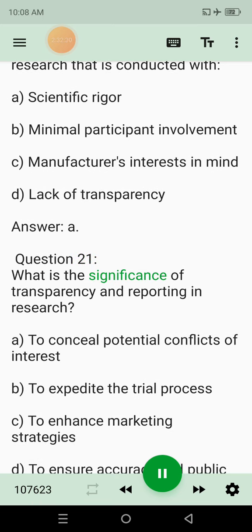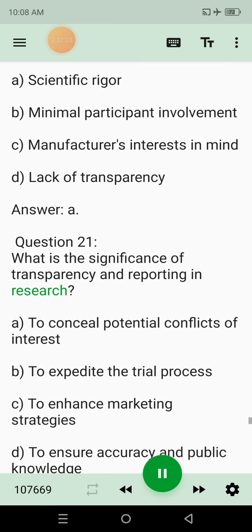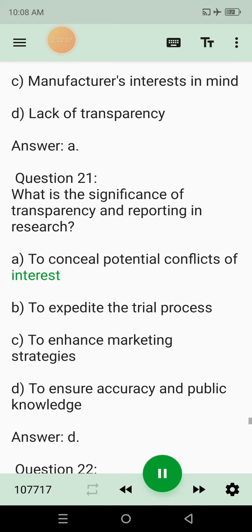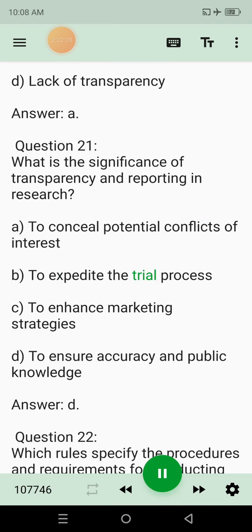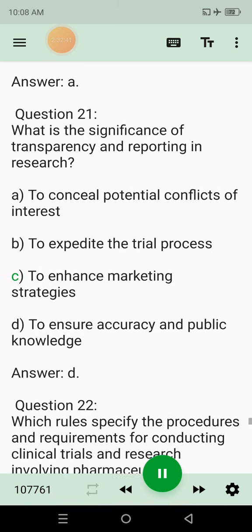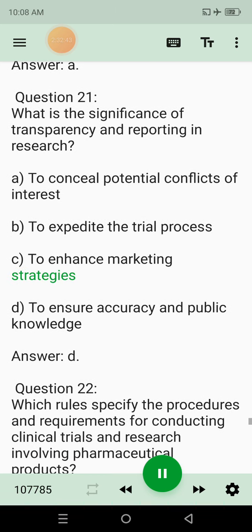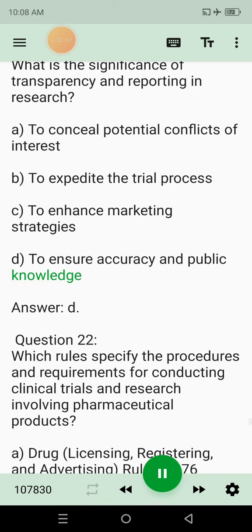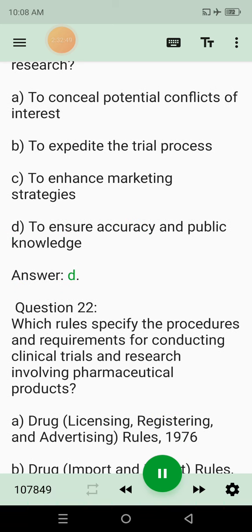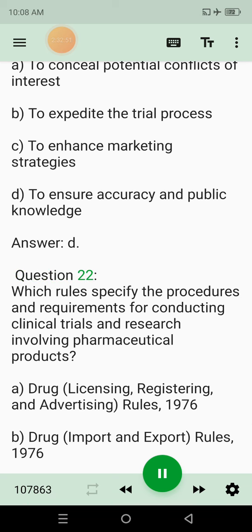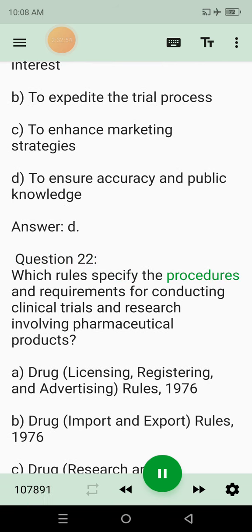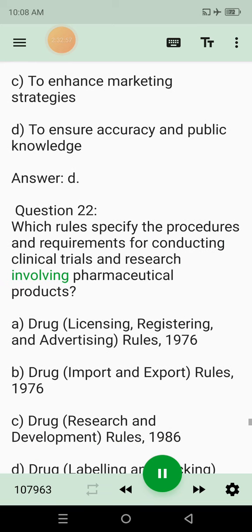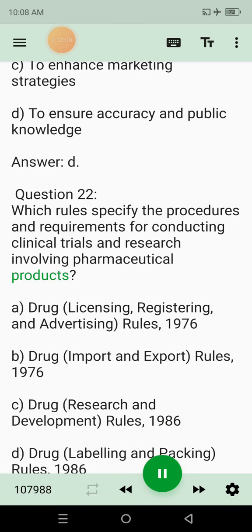Question 21. What is the significance of transparency and reporting in research? A. To conceal potential conflicts of interest. B. To expedite the trial process. C. To enhance marketing strategies. D. To ensure accuracy and public knowledge. Answer: D.